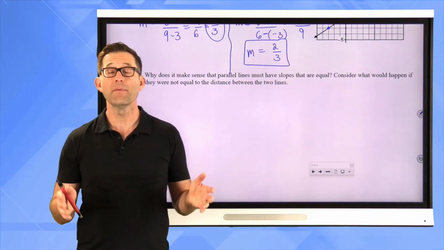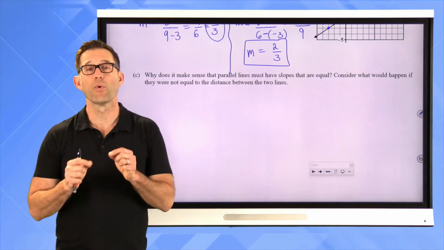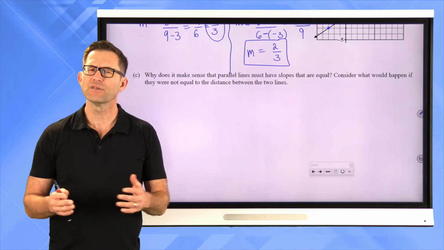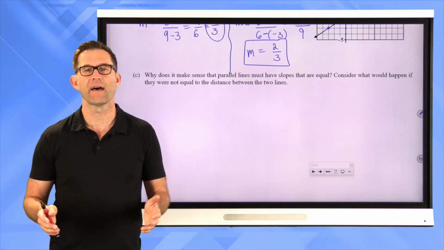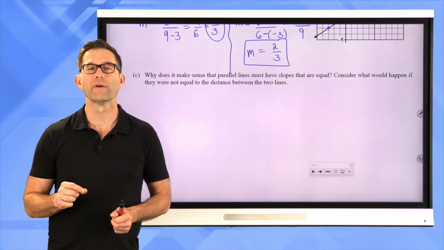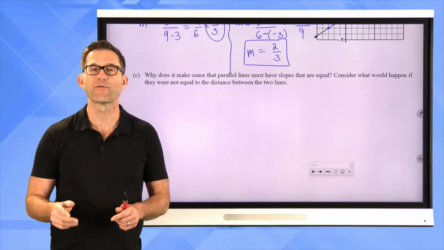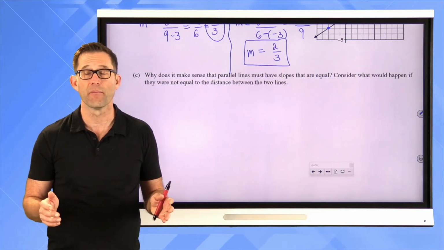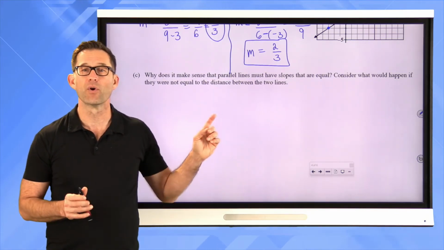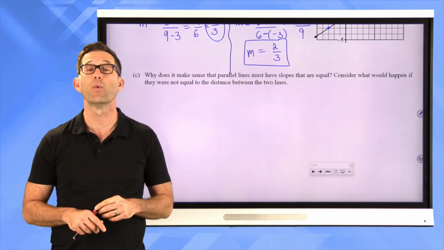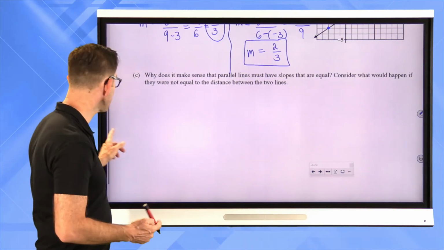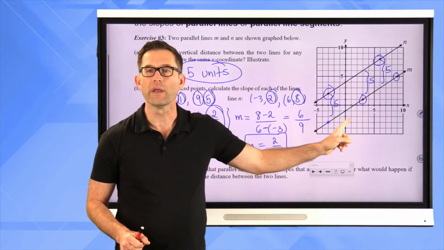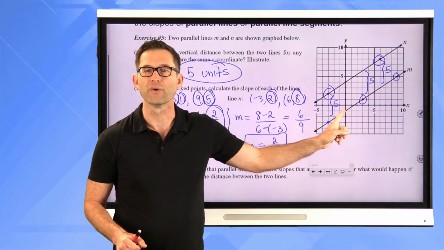All right, well, keep in mind, slope is how much the y-coordinate would change for a given change in the x-coordinate. And just for a moment, if two lines didn't have the same slope, then their y-coordinates would be changing at different rates for the same amount of change in the x variable, right? They would change by a different amount, and that would then mean that the vertical distance between the two lines would change. So in this case, if we think about it, every time we go over 3 units on this line, the y value increases by 2.